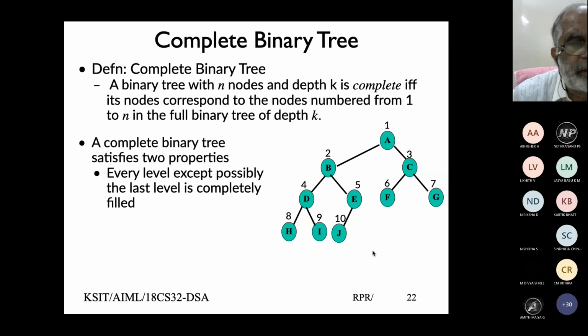So essentially, we said a complete binary tree has two properties. One is that every level is completely filled except the last level, and nodes are always added to the left side as far as possible.